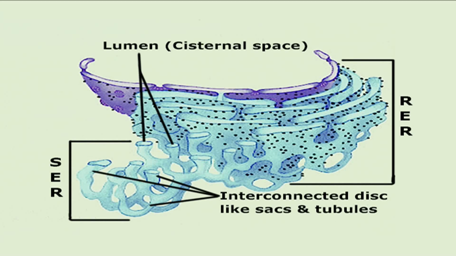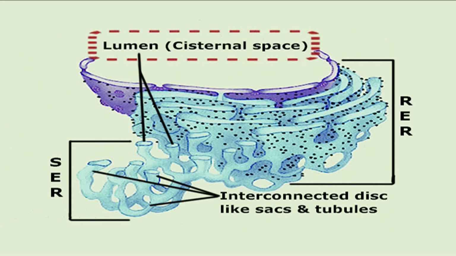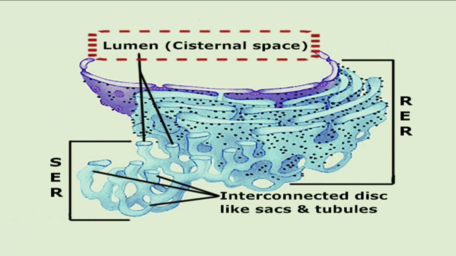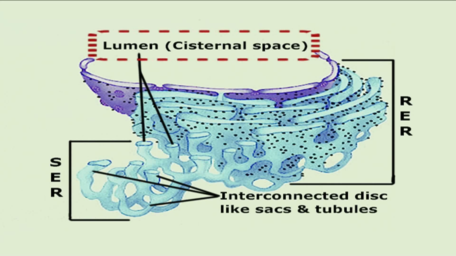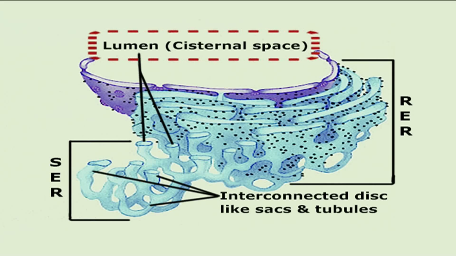The ER is basically a folded structure composed of a network of interconnected disc-like sacs and tubules. All these structures are held in their place by the cytoskeleton. The ER remains bound by a phospholipid membrane. Inside the membrane, a fluid-filled space exists, which is known as cisternal space or lumen.